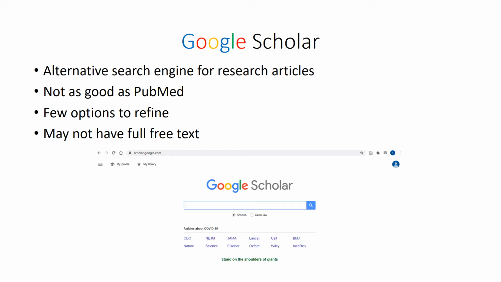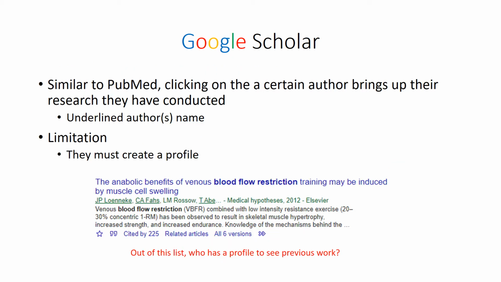Since there aren't as many free full texts in Google Scholar, this is where you'll utilize the interlibrary loan service that the university offers. Even though Google Scholar has fewer options to narrow your search, a similar feature to PubMed is being able to click on the author's name to bring up their past research. One limitation, though, is that the author's name has to be underlined whenever you see it on the website. For you to see their previous work, the author must create a profile, which gives them that underline.